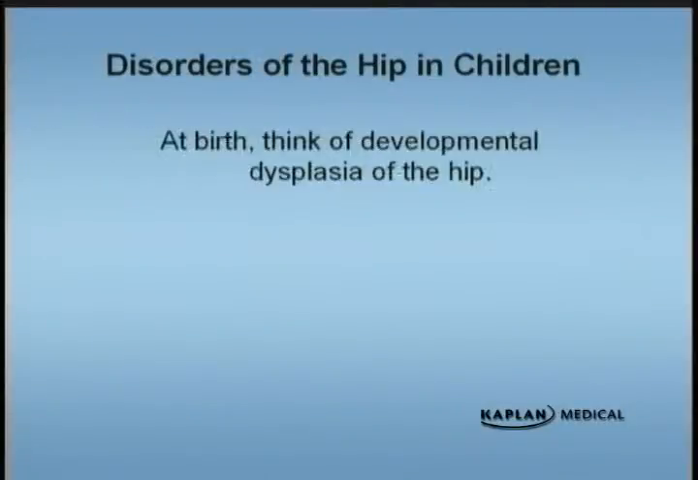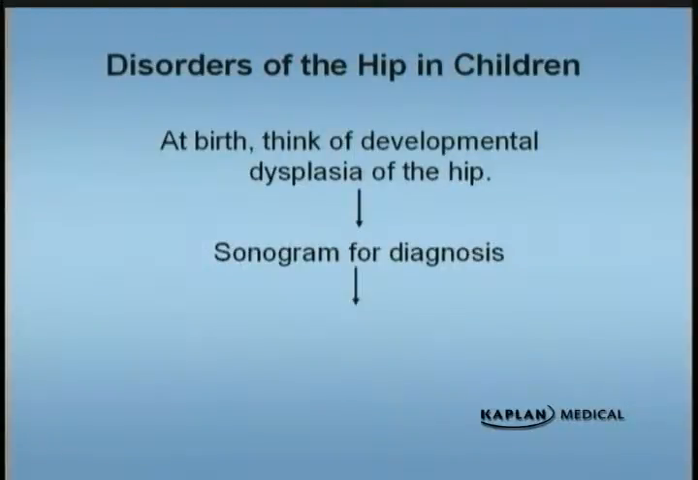Let me repeat these conditions that affect the hip in children, because the shortcut for you to recognize right away what it is happens to be the age. So let me repeat this. We're going to cut away from my face and go to screens that have the appropriate words. So if you have disorders of the hip in children, if it happens at birth, you think of developmental dysplasia of the hip, and you do a sonogram for diagnosis, and you treat it with a Pavlik harness.